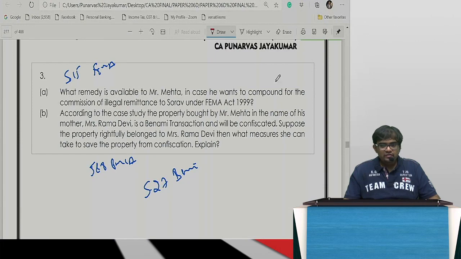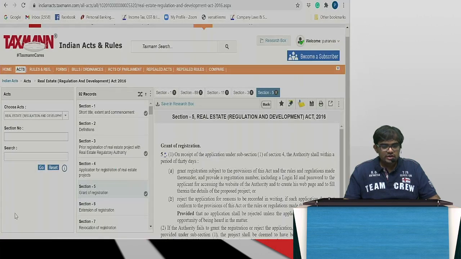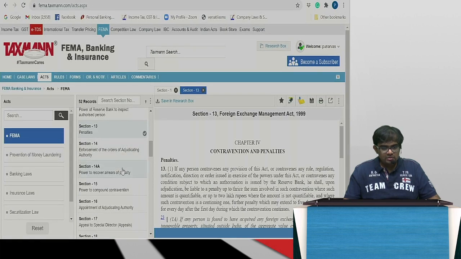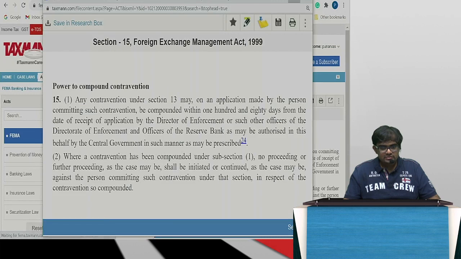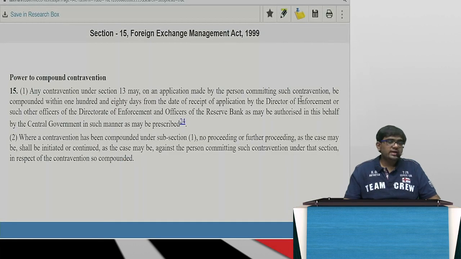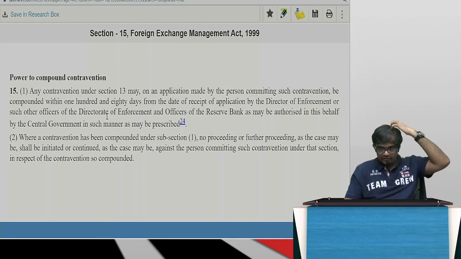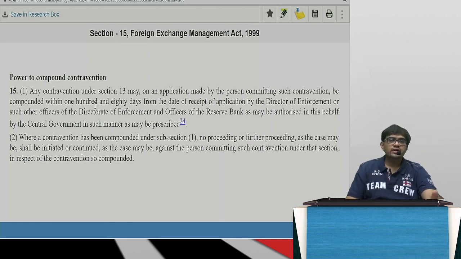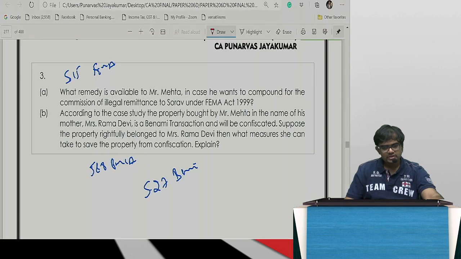What remedy is available if you want to compound? Compounding offenses, you can just blindly open section 15 of FEMA and copy paste this entire section. That's it. You have to make an application within 180 days from the date of receipt of application, to whom? Director of Enforcement. So it is his authority, the Director of Enforcement. So you can go for compounding. You can apply for compounding from him. This paragraph copy paste you do, you will get full marks.